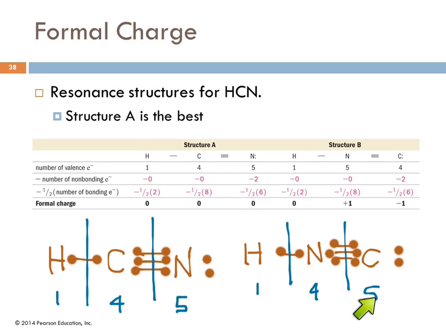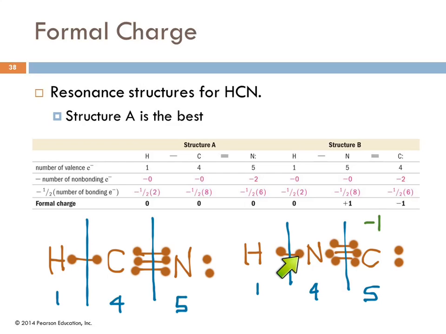I then compare this number to the number of valence electrons that carbon has. Carbon has 4 valence electrons. In here, it's got 5. 4 minus 5 is -1. That means the formal charge on carbon in this Lewis structure is -1. So there's its formal charge.